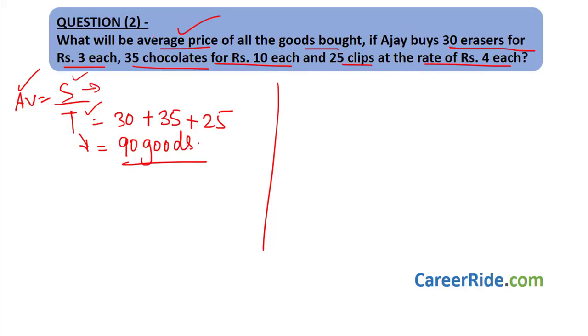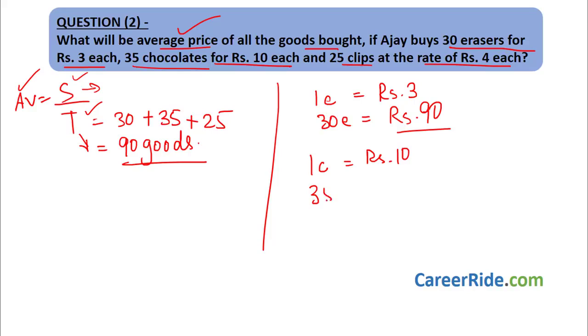Ajay buys 30 erasers for rupees 3 each. That means the cost of one eraser is rupees 3. So 30 erasers, how much would be the cost? Simply 30 into 3 is nothing but rupees 90, right? Now again, one chocolate cost is rupees 10. So 35 chocolates, the cost would be rupees 350. Again over here, one clip, the cost is rupees 4. 25 clips, cost is rupees, 25 into 4 is 100.